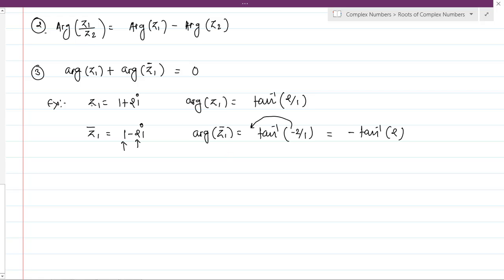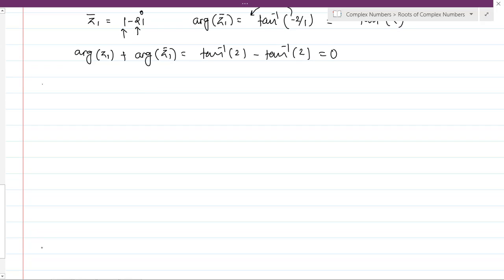Okay, so this negative sign I can easily take outside. See here, z1 is what? Tan inverse of 2. z1 bar is what? It is minus tan inverse of 2. So argument of z1 plus argument of z1 bar is what? Tan inverse of 2 minus tan inverse of 2. It is always equal to 0. Okay, so hence proved, the third property we have proved. So similarly, all the properties we can prove. Okay, let's take the next one, property number 4. You have to remember all of these properties so that the calculation part becomes very easy.